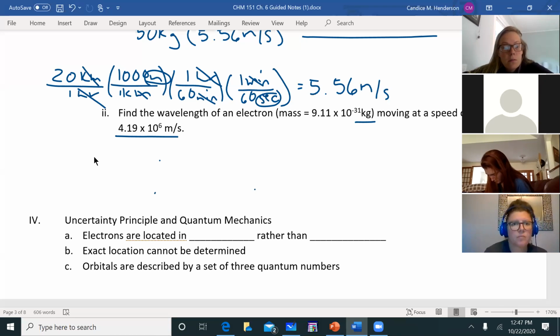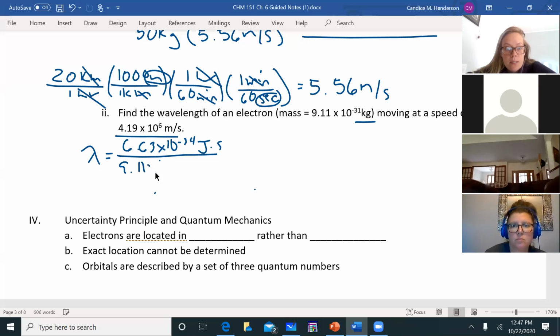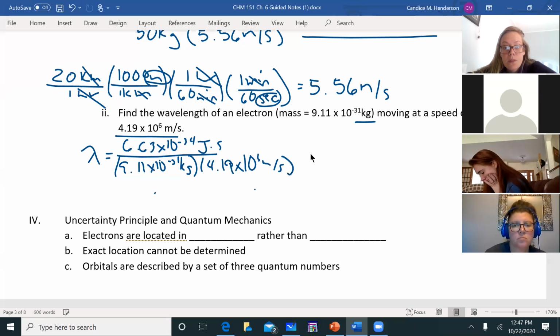Okay, so for this one, we've got our wavelength, again, is equal to our Planck's constant, 6.63 times 10 to the negative 34 joule seconds, all over we've got our mass, which is 9.11 times 10 to the negative 31 kilograms, super teeny tiny mass. It's moving relatively fast though, 4.19 times 10 to the 6 meters per second. When we plug this in, we get 1.74 times 10 to the negative 10th meters.